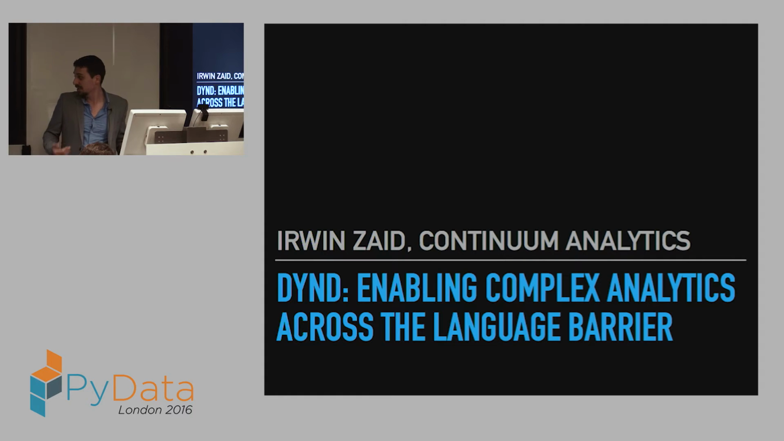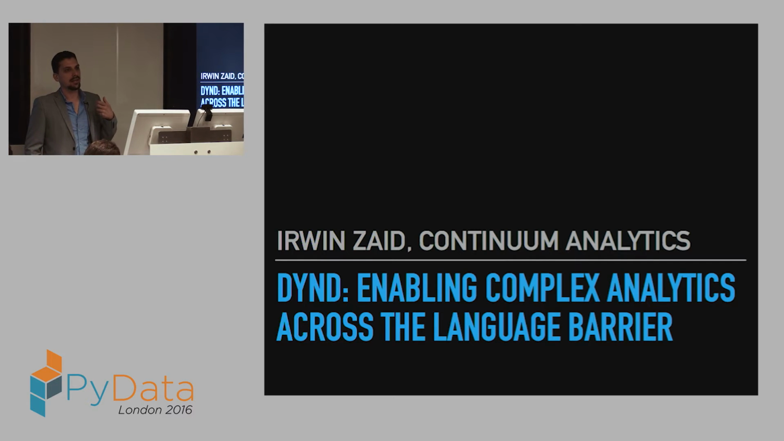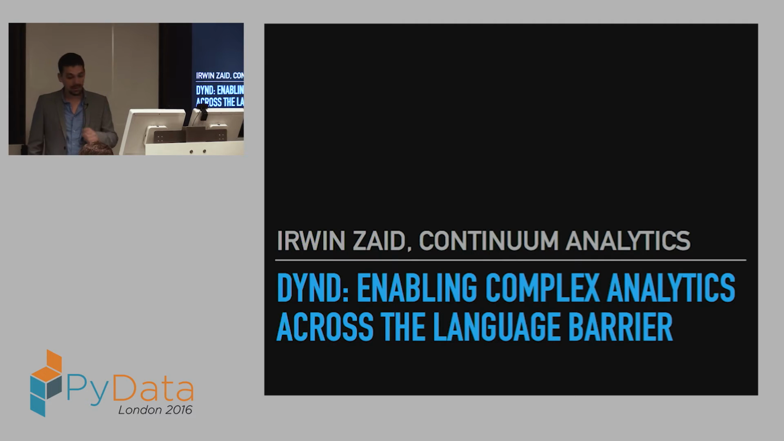The title of the talk is DyND, Enabling Complex Analytics Across the Language Barrier. And one of the things that DyND has been engineered to do is to be a kind of NumPy-like library, but not just for Python, but also for other things like R and JavaScript and Julia potentially. So that's where this title comes from.